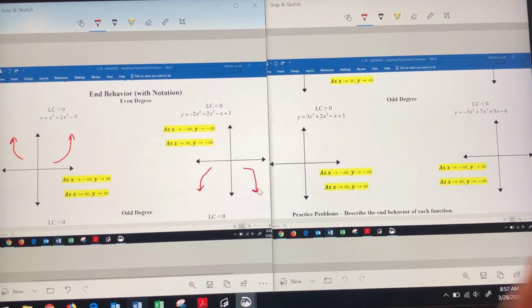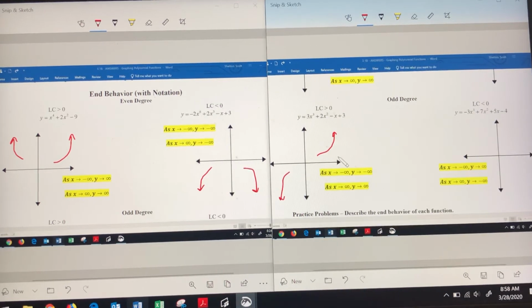With odd degree functions, it's going to be a little bit different. We just graphed some cubic functions in our last unit. They had different end behaviors. So this is an odd degree function with a positive leading coefficient. So as x approaches negative infinity, y will do the same. Y is also going to approach negative infinity. As x gets bigger and bigger and bigger, as x approaches positive infinity, then y is going to do the same. Y is going to approach positive infinity. So that's an odd degree function with a positive leading coefficient.